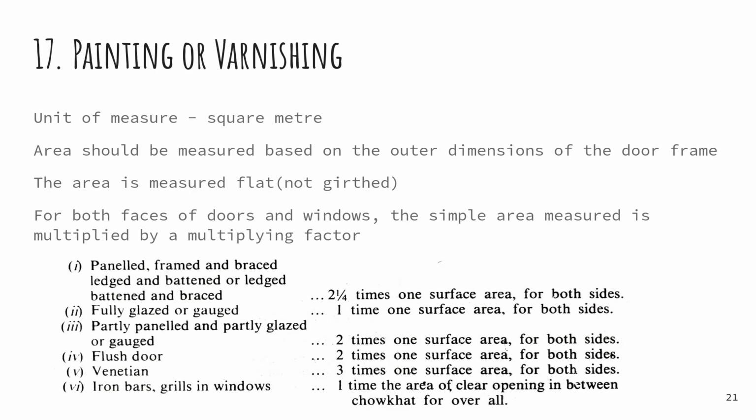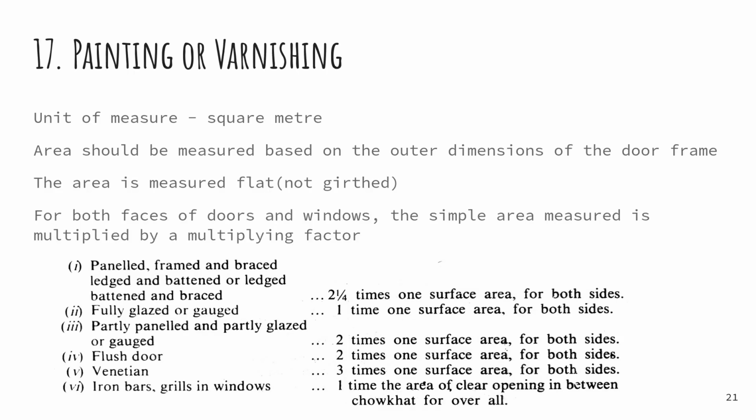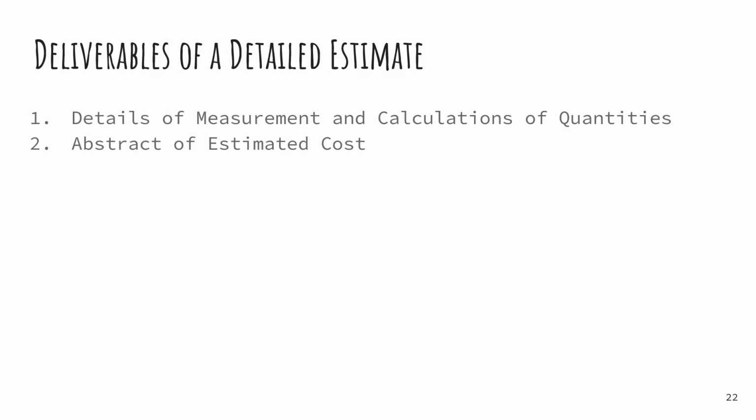Here I have given a small sample from our reference textbook. We have 6 different types of surfaces, and their multiplying factors have been given. Okay. So that was about all the work items of construction projects which we usually estimate.